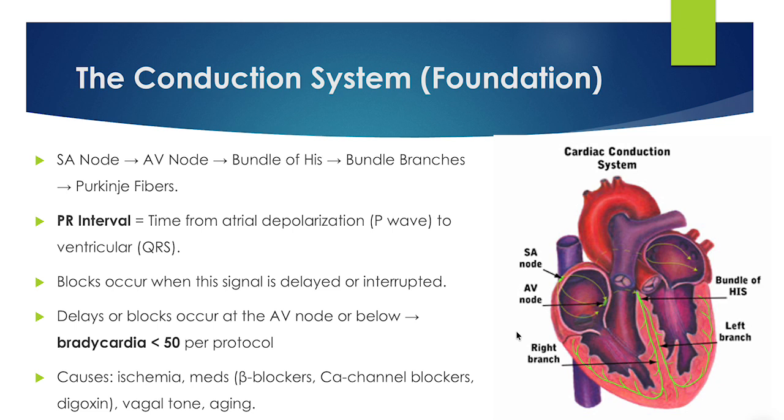As we know, the electrical conduction starts from the SA node, travels down to the AV node, and then the bundle of His, bundle branches, and then Purkinje fibers. So if you're talking about a left bundle branch block or right bundle branch block, it will be at the level of the bundle branches here, so lower down.